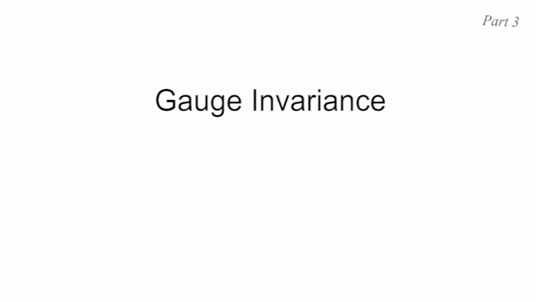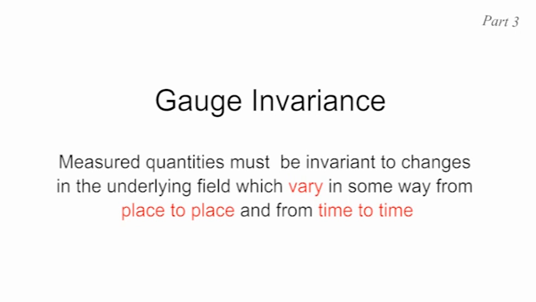In order to be called gauge invariant, we need to have the much more strict constraint, which we call local symmetry. That means, for a field to satisfy a gauge theory, it must be invariant to changes in the underlying field which vary in some way from place to place or from time to time. They're not the same changes everywhere. They're not simply global. The changes to the underlying field have to be allowed to change by different amounts in different places and different times.